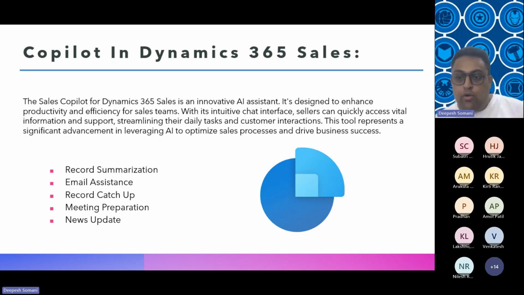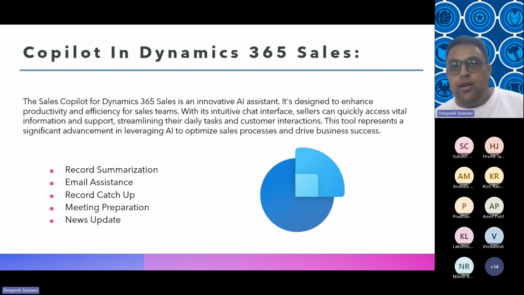Record catch up. You can quickly get an update on the missing information from your different meetings, emails, or other communication. That is what record catch up is about. Meeting preparation. You can organize and prepare necessary materials and agendas to ensure your meetings are more productive in nature. News update. You can provide summaries of the latest news relevant to your interest or industry. So it can assist you in terms of getting that information and quickly helping you there.